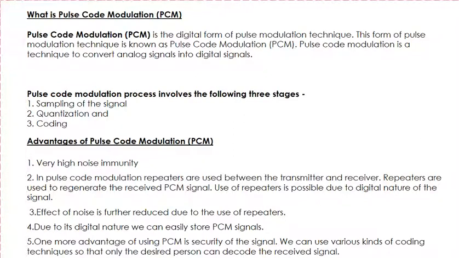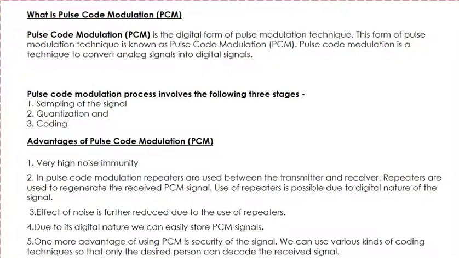So if we go back to the concept of PCM or our digital modulation techniques, we have discussed your pulse code modulation as a digital form of your pulse modulation technique. This form of pulse modulation technique is known as your pulse code modulation, wherein pulse code modulation is a technique used to convert analog signals into digital signals. So after converting the signal into its digital form, it becomes possible for us to transmit the digital signal through your digital communication network. And at the receiving end, it is converted back into its original analog form.